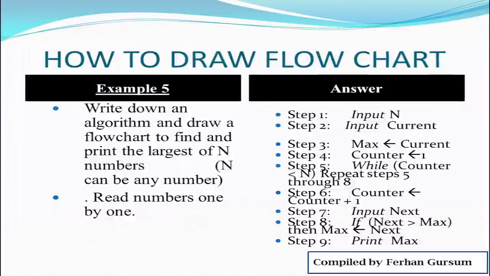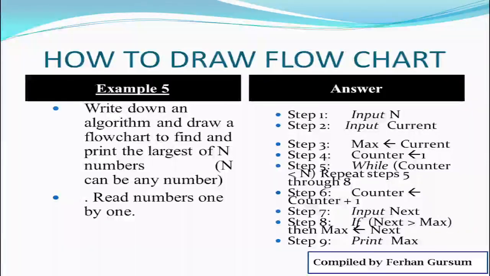Okay, which means it repeats steps. Step 5 through 8 is repeated, which means counter plus 1, input next. Then if next is greater than max, then the value of next is assigned to max. If it is false, it prints max.